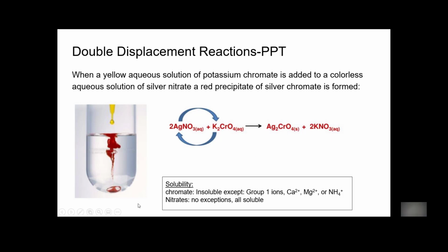But let's say you didn't have that. Then you would have to look at a solubility chart. So we would look at chromate. Chromate is insoluble except for in group 1 ions, calcium, magnesium, and ammonia. So it's insoluble. It's aqueous here because potassium's group 1. But when we have it on this side, it's attached to silver. Silver is not an exception, so it's going to be a solid. Nitrates, nitrate and nitrate. No exceptions. So wherever nitrate's attached to, it is in aqueous form.